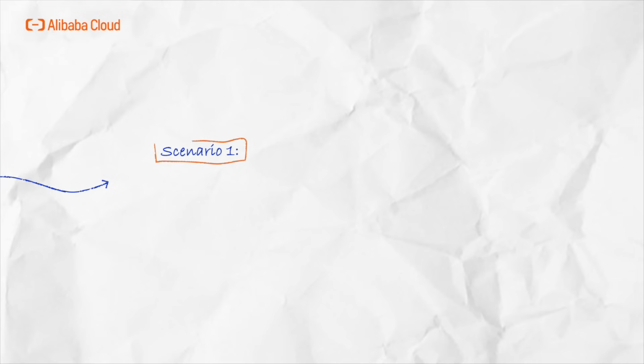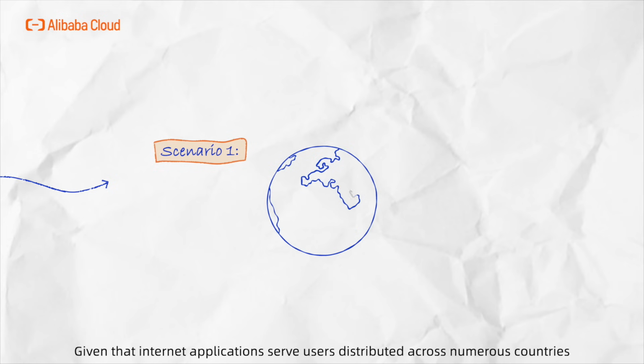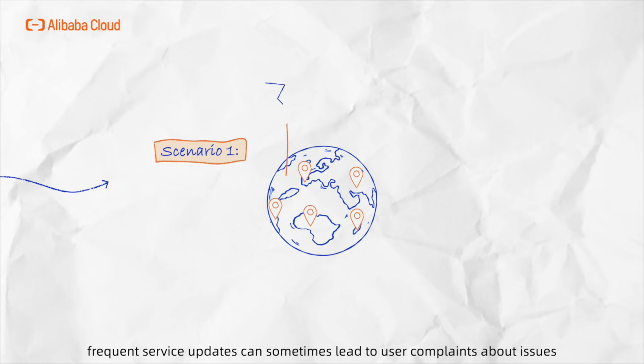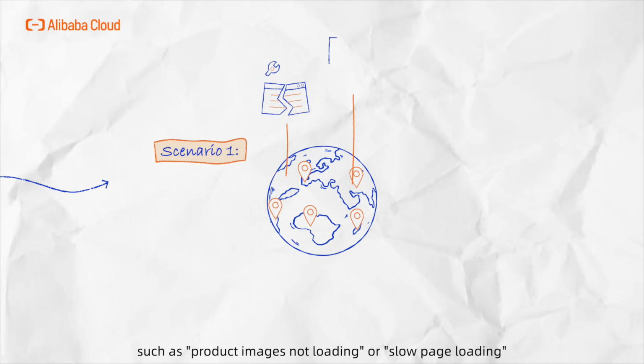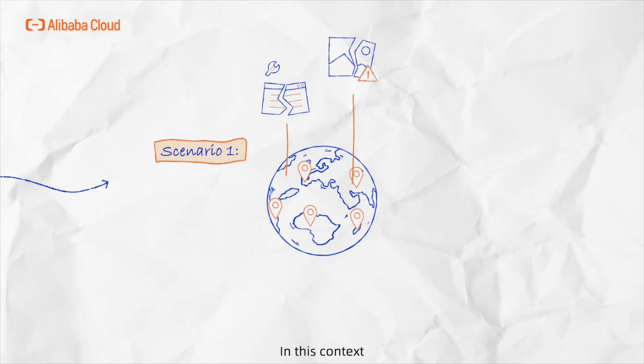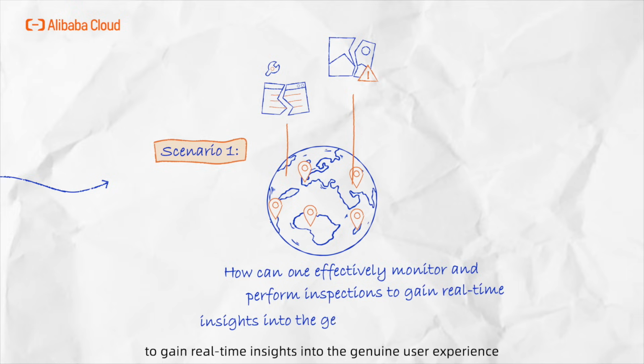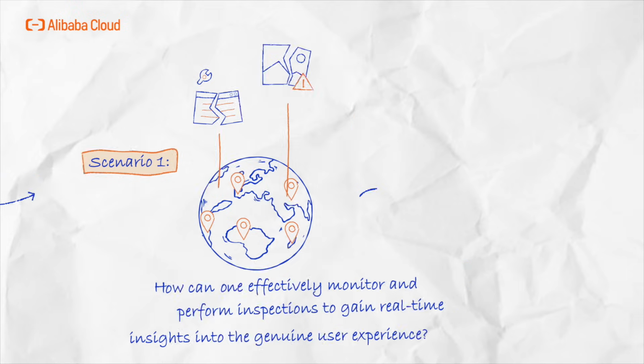Scenario 1. Proactively sensing the actual usage experience of end users. Given that internet applications serve users distributed across numerous countries, regions, and cities worldwide, frequent service updates can sometimes lead to user complaints about issues such as product images not loading or slow page loading. In this context, how can one effectively monitor and perform inspections to gain real-time insights into the genuine user experience?